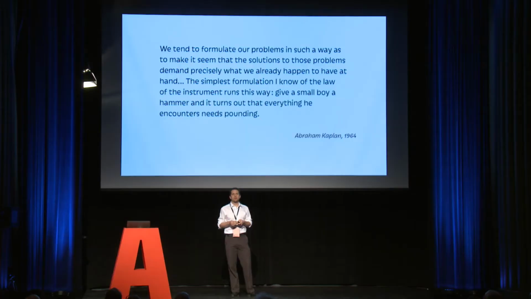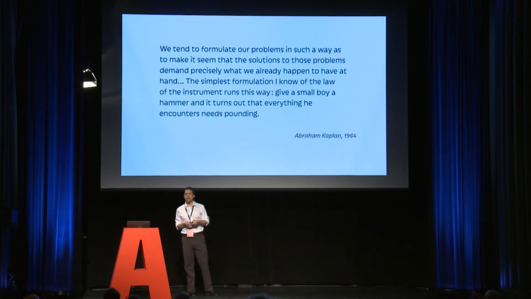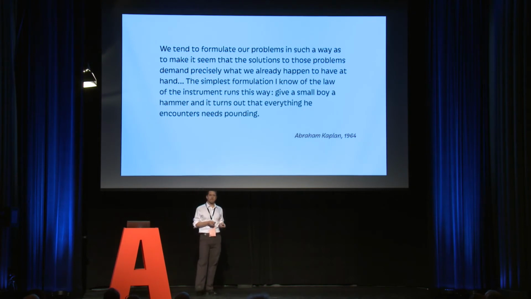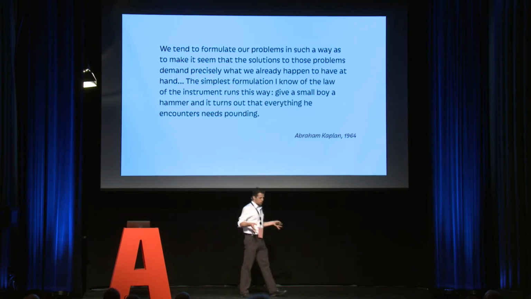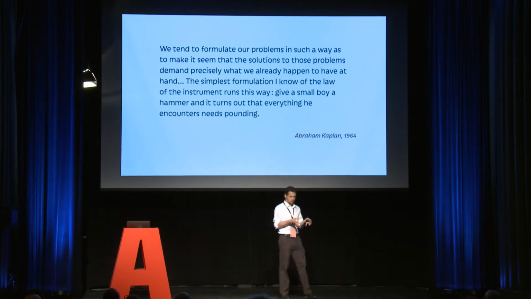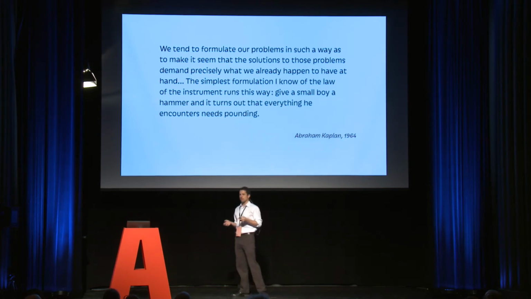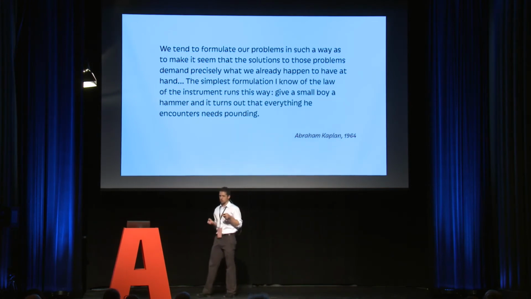So here's a quote from the American philosopher Abraham Kaplan talking about a specific phenomenon. You may know it as the golden hammer. He had called it at the time the law of the instrument, which basically, he says, give a small boy a hammer, and it turns out that everything he encounters needs pounding, which I think goes to the point that if this tool is so freely available and it's familiar, then you may overuse it to solve your problems.